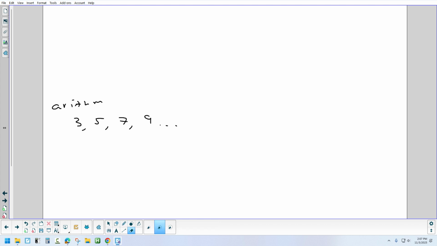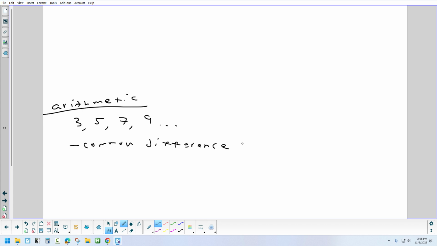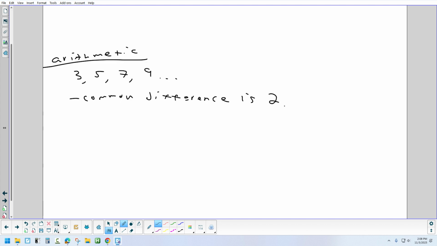Spell that right, arithmetic. And what we call the common difference here is 2. So the common difference is 2. What we're going to look at this week is a pattern that multiplies.